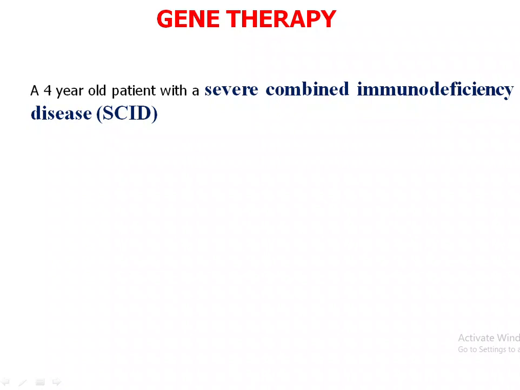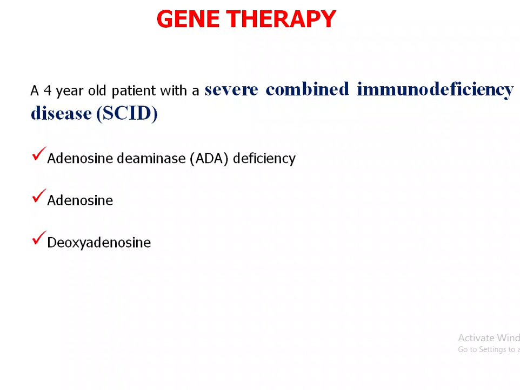caused by the deficiency of the enzyme adenosine deaminase, which is commonly abbreviated as ADA. You must have read about this enzyme, ADA, in DNA degradation. ADA deficiency results in accumulation of adenosine, deoxyadenosine, and deoxyadenosine triphosphate. All these are toxic to lymphocytes.